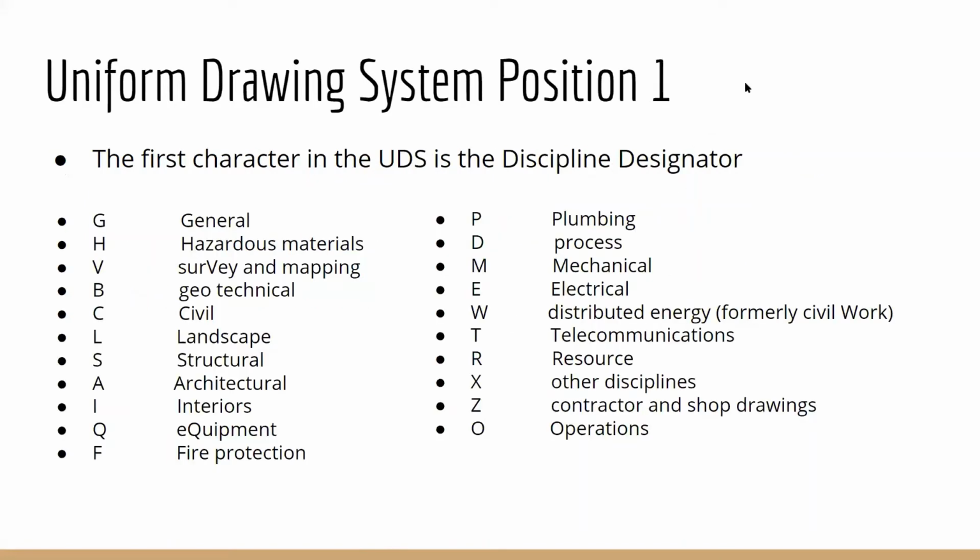The first position in the uniform drawing system is the discipline designator. These are all of the examples that can be a discipline designator. So for someone in civil, they would be using a C. For someone in telecommunications, they would be using a T. And most of these discipline designators are the first letter in what they represent, with some other cases.